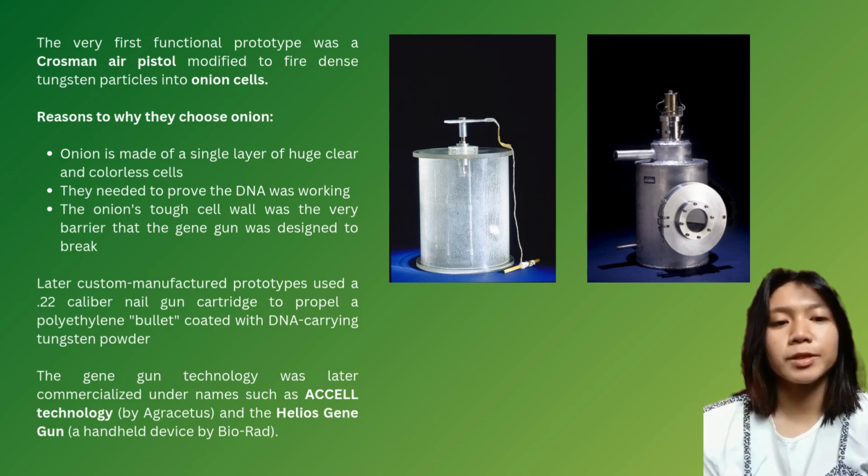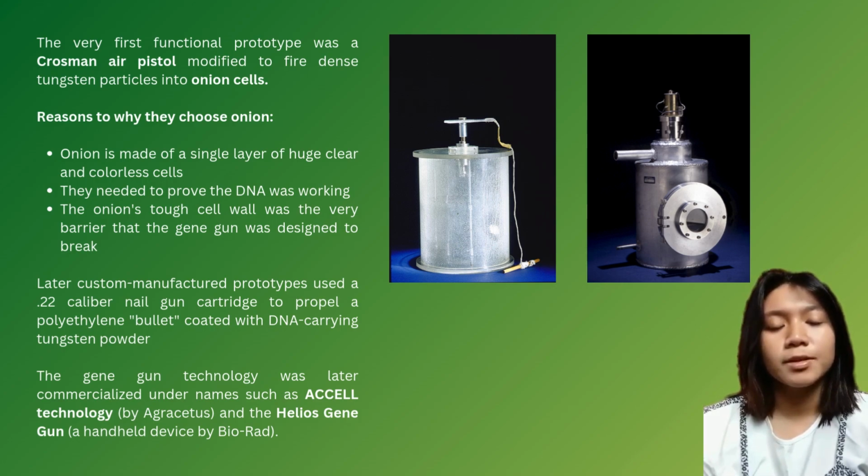So, the very first working prototype was actually made from a modified Crossman air pistol, and it was used to shoot dense tungsten particles into onion cells. They chose onions because the cells are large, clear, and colorless, so it makes it easy to observe under a microscope. And this experiment proved that DNA could indeed enter and function within the plant cells using the new method.